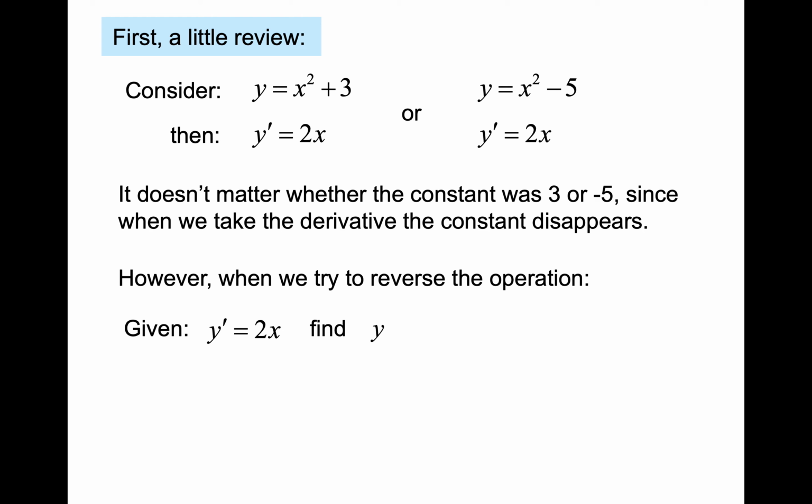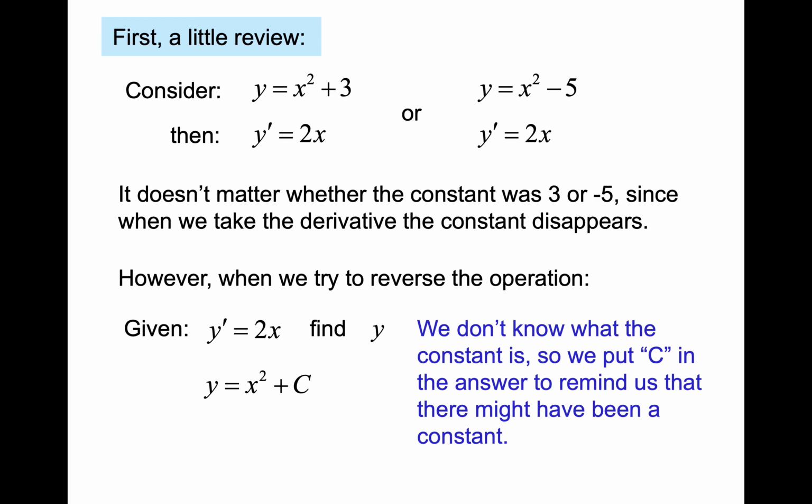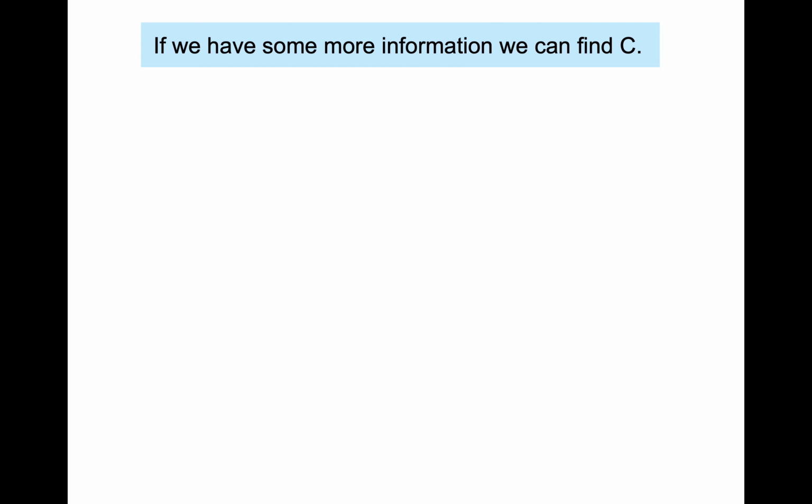So when we try to reverse the operation, when we are doing antiderivatives, and if you knew that y prime equals 2x and you needed to find y, then remember we would have x squared plus some constant. We don't know what that constant is. So anytime we don't know that, we put a c to represent that there might have been a constant. Now, if we have some more information, then we can actually find the value of c.